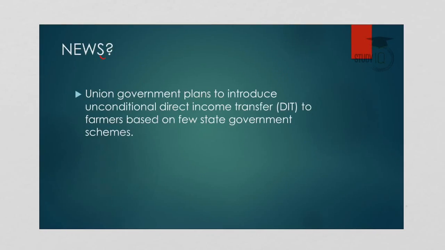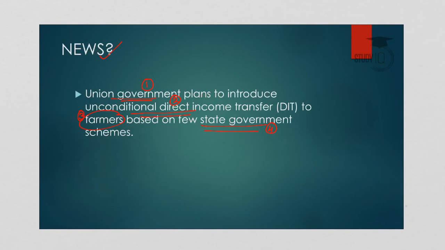Now first let us analyze what is the current affair. The union government plans to introduce unconditional direct income transfer to farmers based on a few state government schemes. So this is the current affair. We shall analyze this first. First, union government. Second term here is unconditional direct income transfer. Third one is farmers or the agricultural sector. And fourth one is state government schemes. So these four are the important terms here.